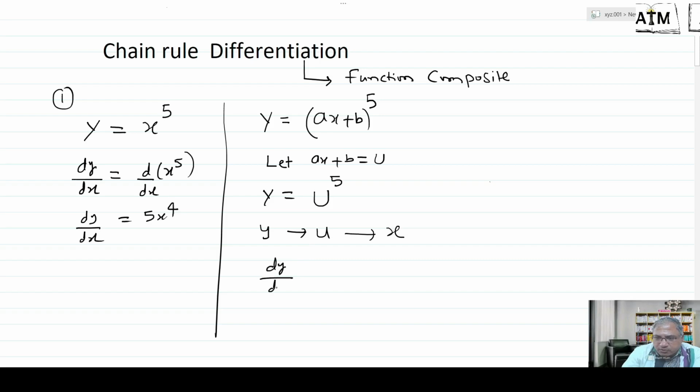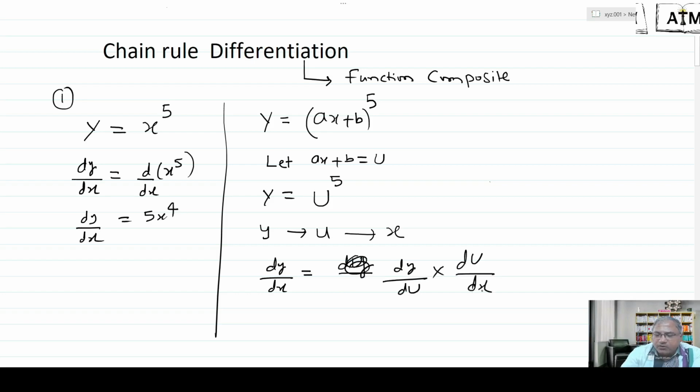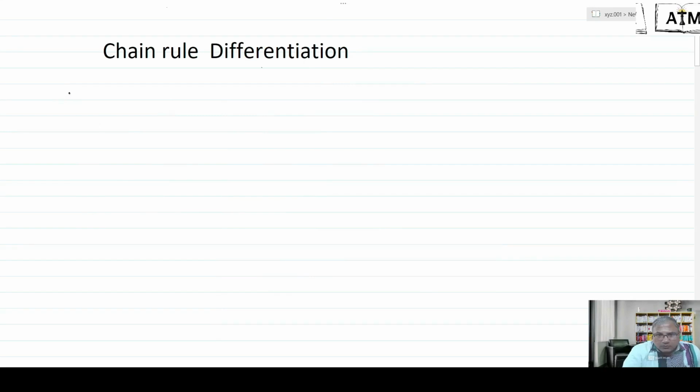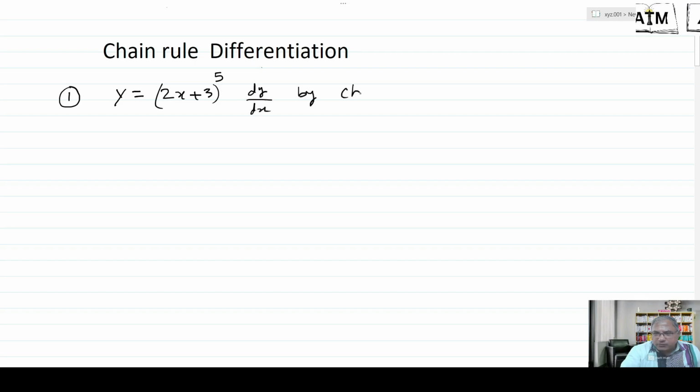Now suppose you wish to find dy by dx, then what will you do? dy by dx equals dy by du times du by dx. We use this idea to find dy by dx, and this idea is nothing but the chain rule. Let us do some problems on the chain rule for better understanding. First example, y equals (2x plus 3) raised to 5, and find dy by dx by using the chain rule.